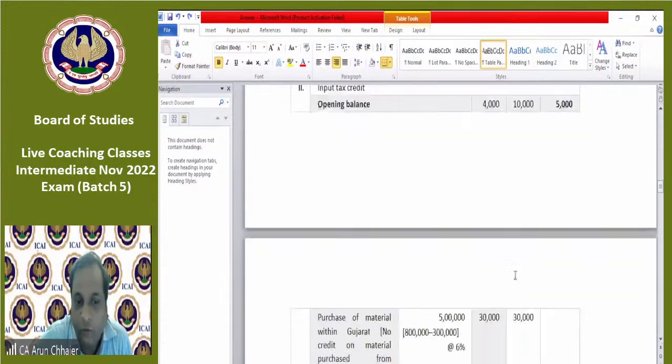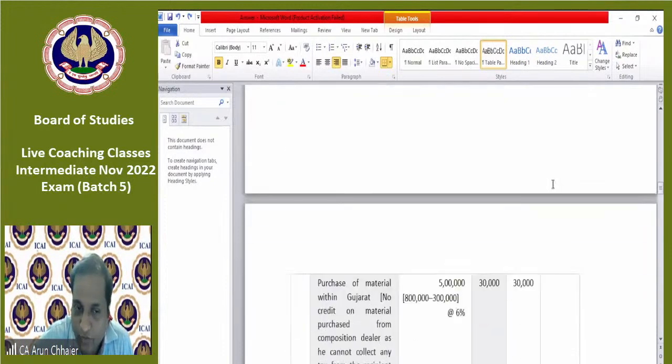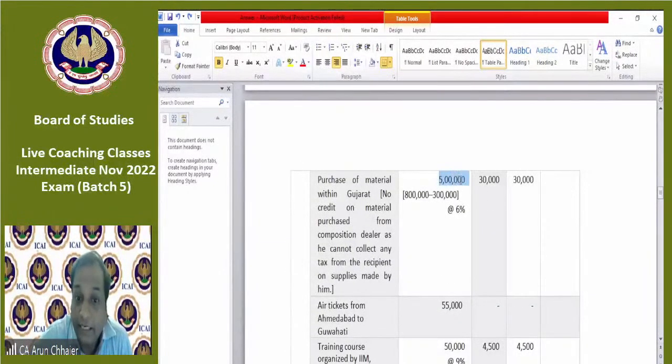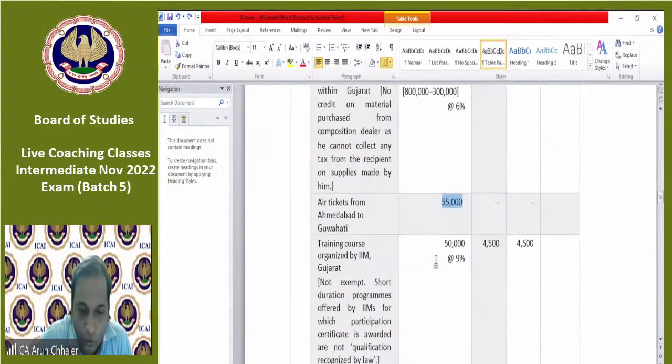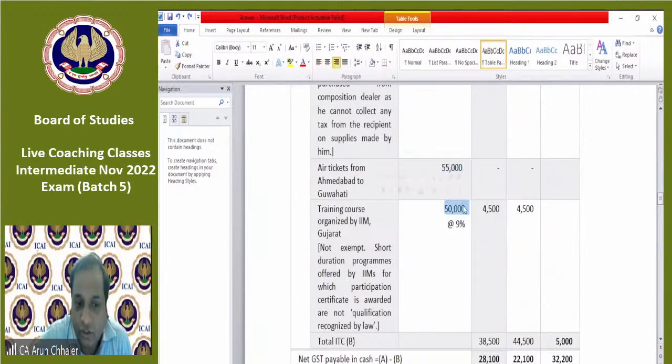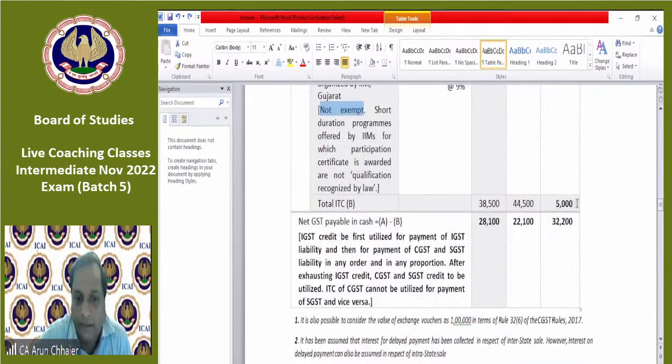Total liability, and what is the ITC? Opening balance is this much. Purchase of the material, intrastate, 30,000. On purchase from composition dealer, no tax liability. Air ticket purchase from Ahmedabad to Guwahati, no tax. And the training course, because it is short term, is not exempted. Short duration programs are taxable. So 50,000 multiplied by 9% is 4,500. This much is the total ITC, then net GST payable. You have to apply the funda which we have discussed.